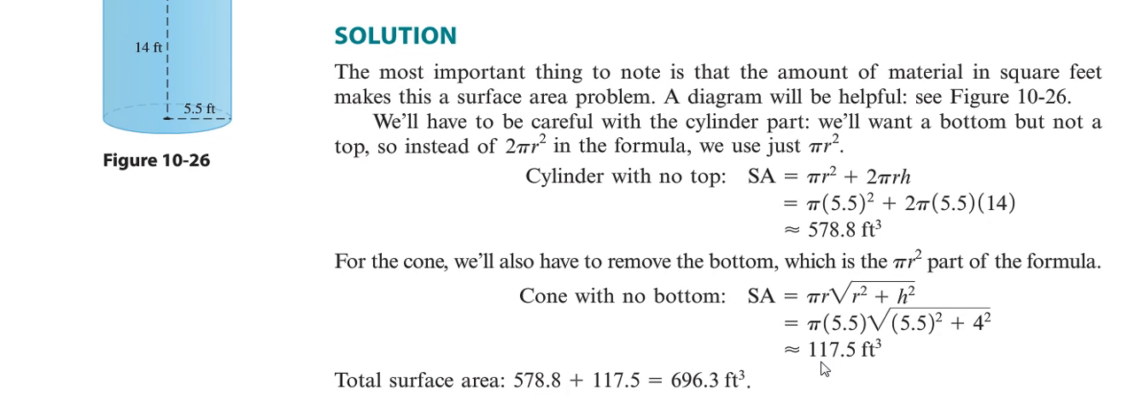So our answer here for the surface area of the cone is 117.5, and that should be feet squared. So then you add your feet squared together, which they made a mistake here and put in cubic feet, even here.